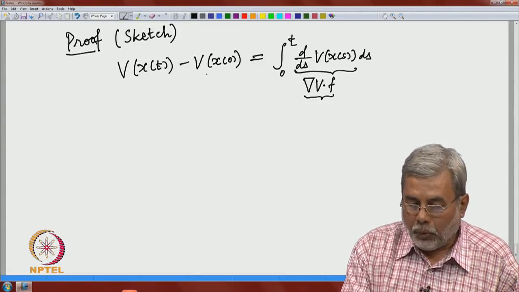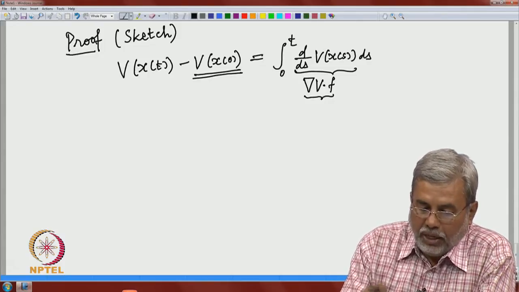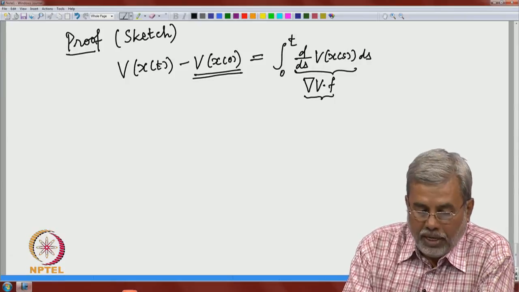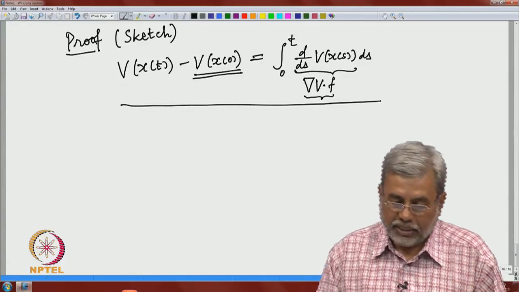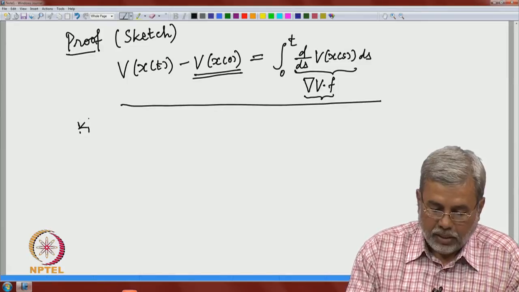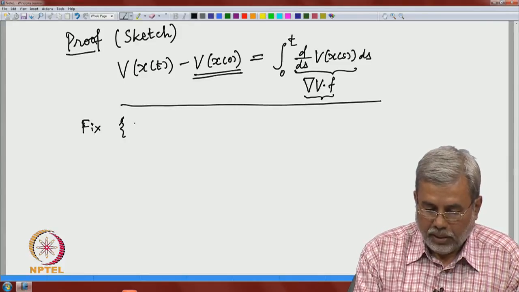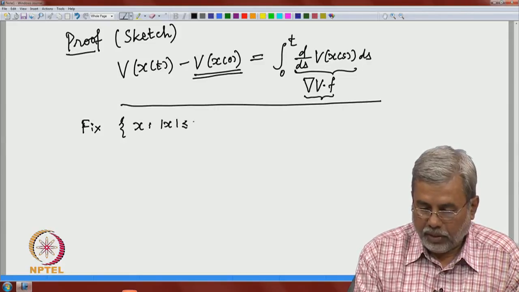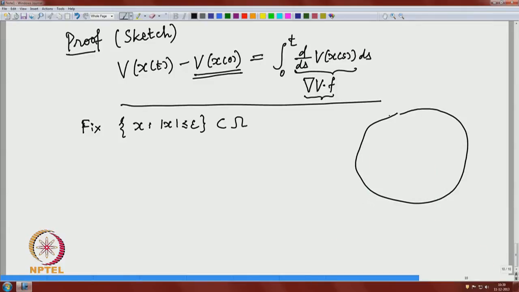And you start a solution where this is positive. Okay. So, that means if I start at a point where V is positive, then I remain always bigger than that. So, this is an important thing for us. Okay. So, let me just sketch it. Again you start with, so fix one ball, fix this x such that mod x is less than or equal to epsilon, and this is in our omega. Okay. So, this is omega, and this is the epsilon ball, and now I take another one, delta, here.